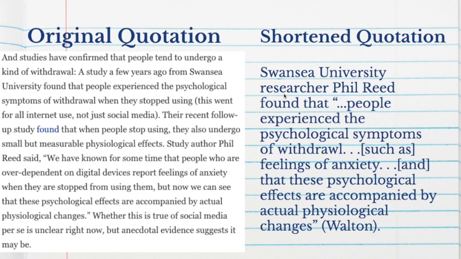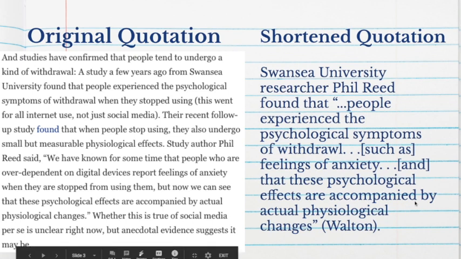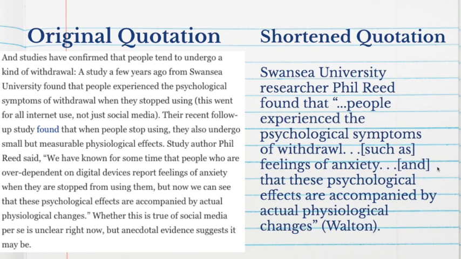Swansea University researcher Phil Reed, so we pull that from the middle of the quote, found that people experience the psychological symptoms of withdrawal, ellipsis, such as feelings of anxiety, ellipsis, and that these psychological effects are accompanied by actual physiological changes. In this case, we're cutting a lot. We're cutting from symptoms of withdrawal to feelings of anxiety, and then again to these psychological events.